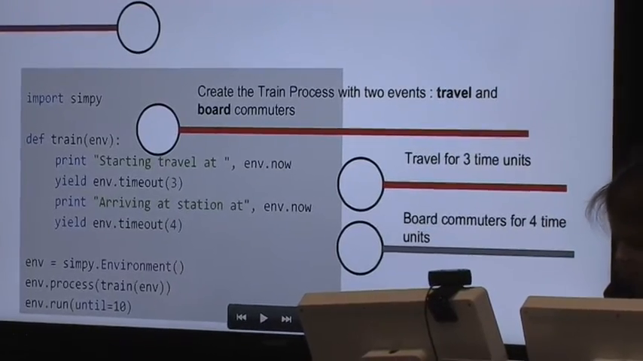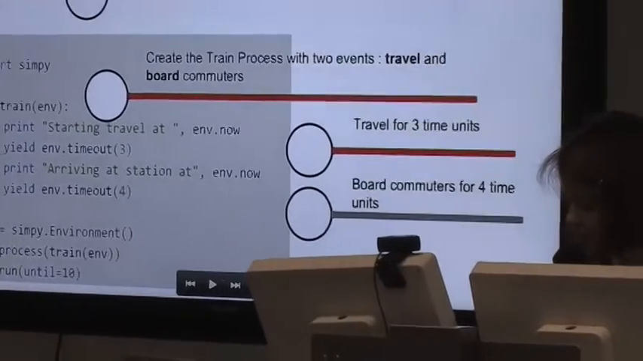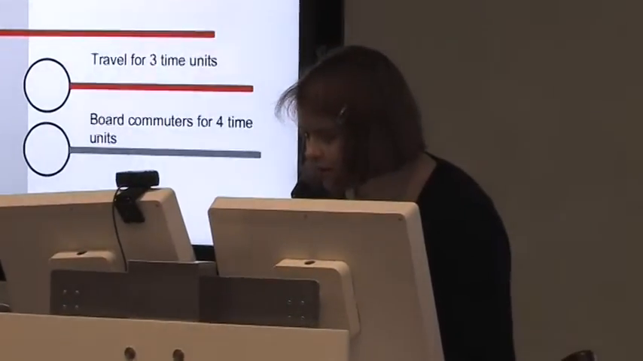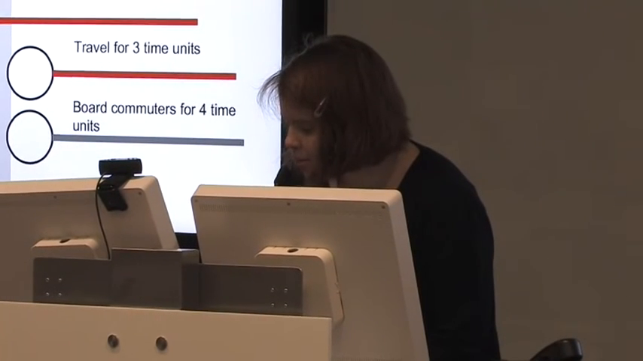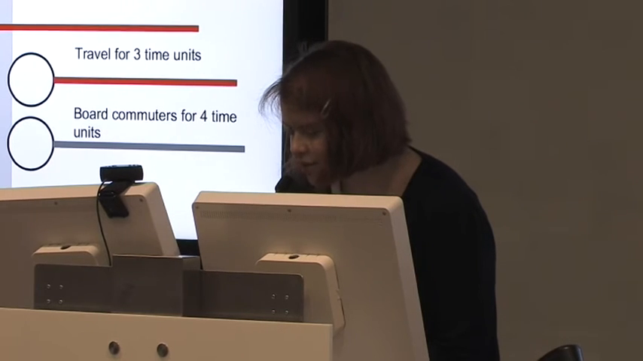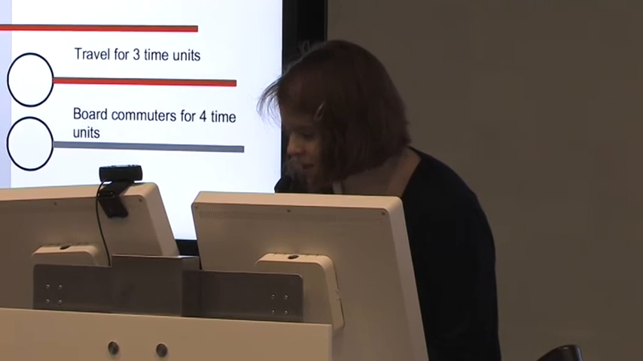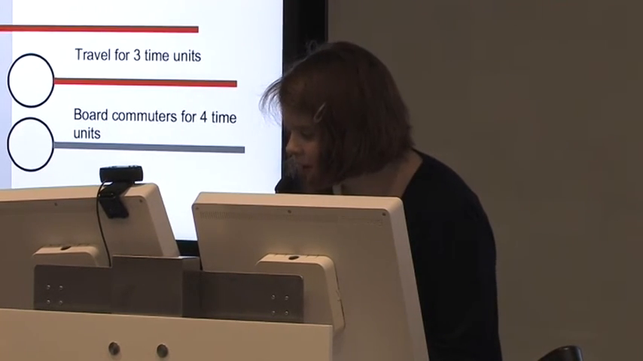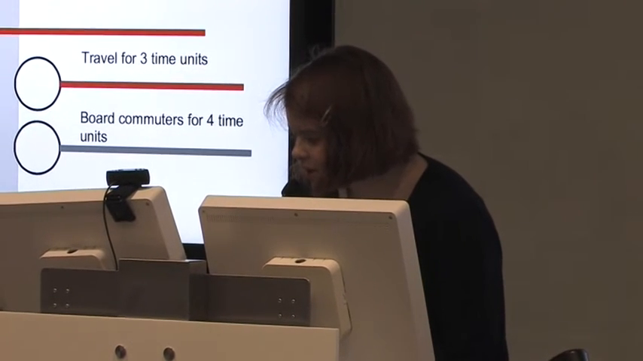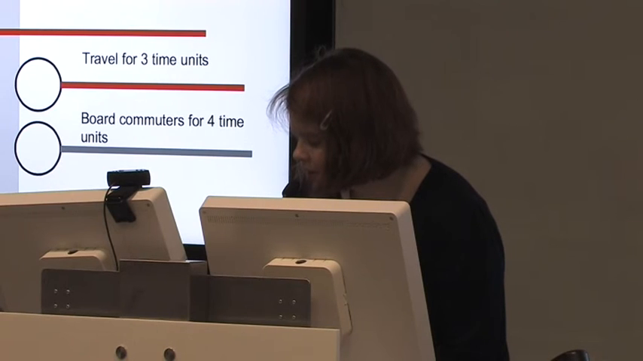So these are basically events that you yield using the yield keyword. When this function execution hits the yield keyword, the process will be suspended. So the environment will say, okay, train, now you have to travel for 3 time units between stations before I'll resume you. And the environment will keep track of this time, and after 3 time units, it will wake up train again. So train will print arriving at station.